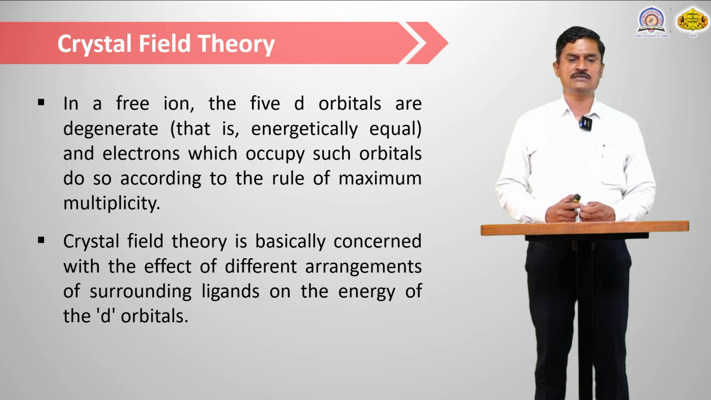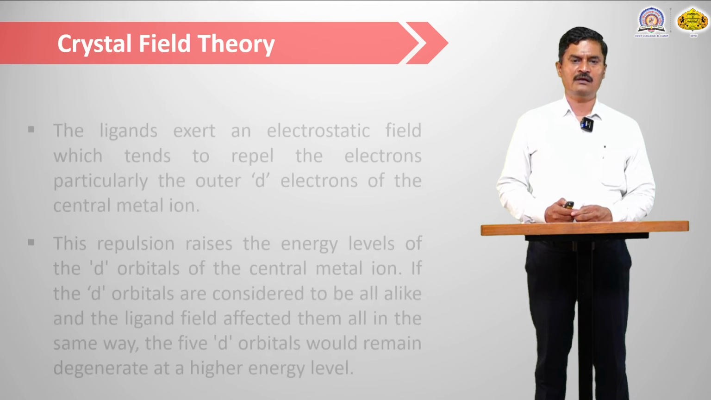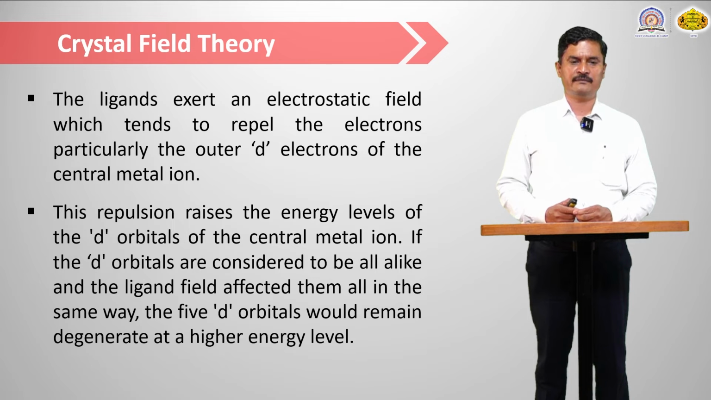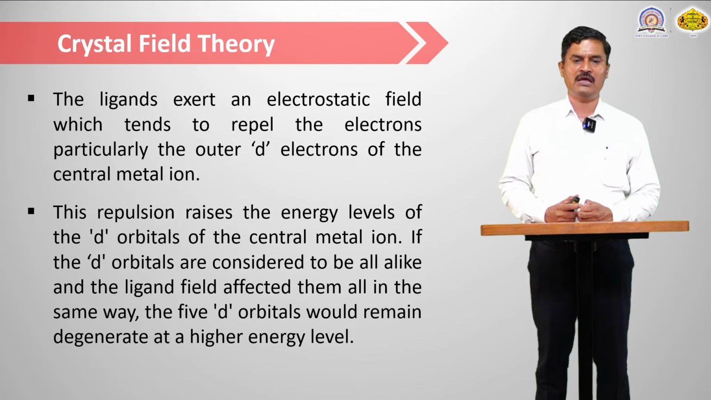Crystal field theory is basically concerned with the effect of different arrangements of the surrounding ligands on the energy of the d orbitals. This theory depends upon the arrangement of the ligands around the central metal ion. The ligands exert an electrostatic field which tends to repel the electrons, particularly the outer d electrons of the central metal ion. The outer d electrons in orbitals on the axes are repelled more. This repulsion raises the energy level of the d orbitals of the central metal ion. If the d orbitals were all alike, the ligand field would affect them all in the same way. But the orbitals on the axes increase more in energy, and the d orbitals split into two sets, T2G and EG.